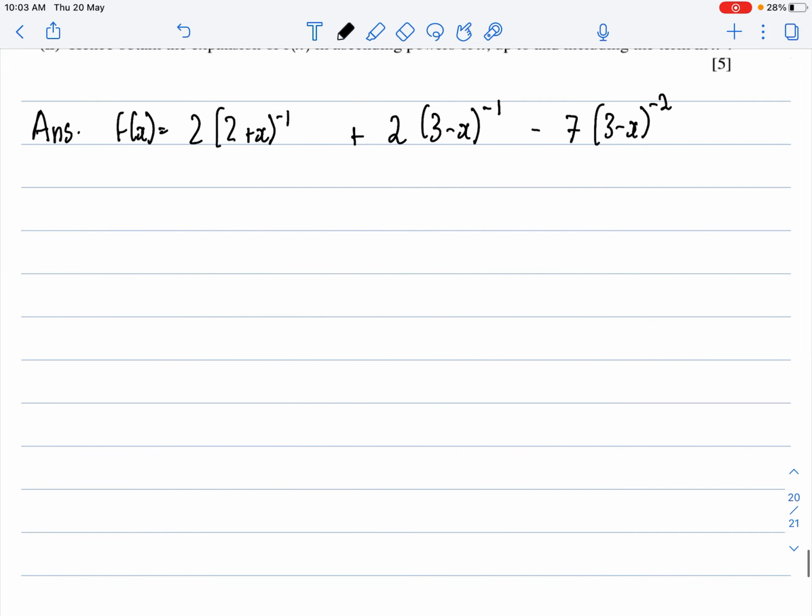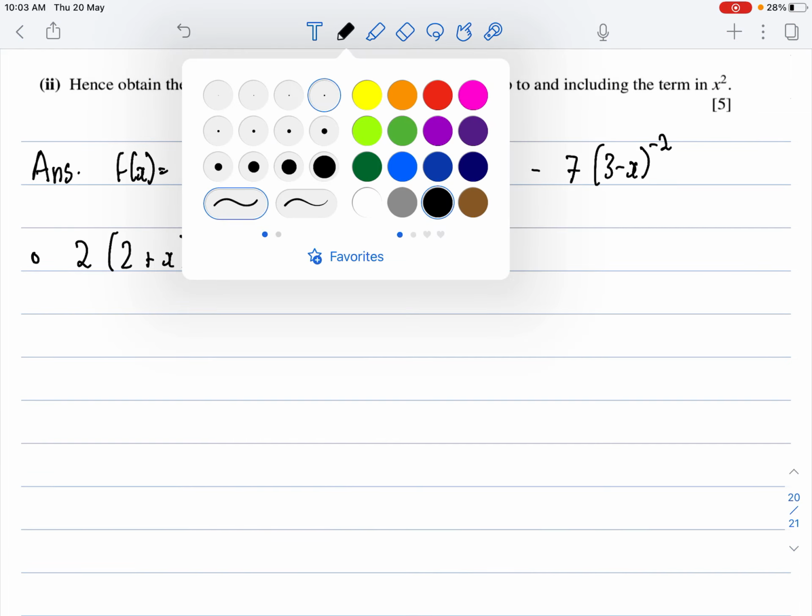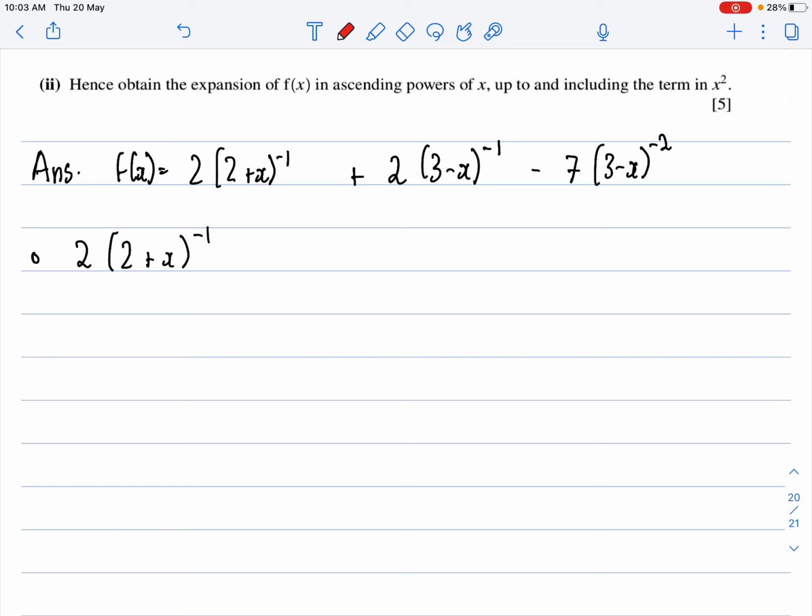So now what I can do is I can simply split this into 3 parts. I can take this as 2 into 2 plus x raised to minus 1. Now, how do I expand this? So I need to know my binomial formula, which states that 1 plus x raised to n is the form. Okay, so x can have coefficients, 2 can be positive, negative, but this 1 needs to stay. This needs to be for sure.